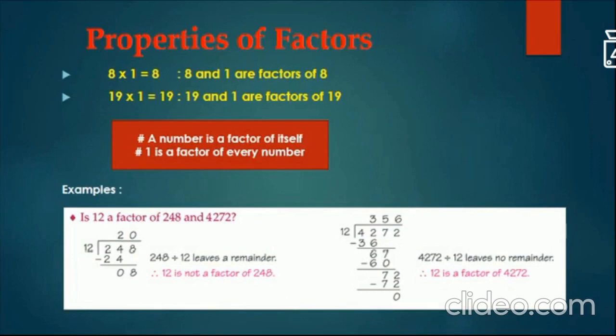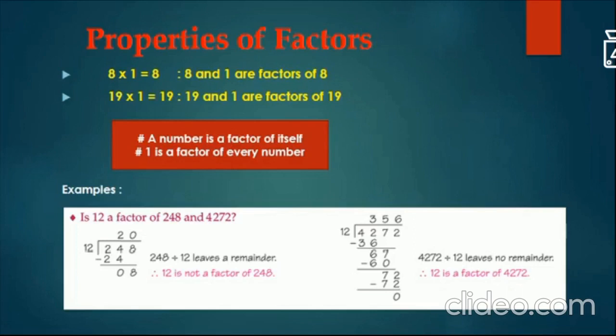First, is 12 a factor of 248 and 4272? Let us see. Divide the number 248 by 12. You will get quotient 20 and remainder 8. That means the remainder is not 0. That means it is not divisible by 12. 248 is not divisible by 12. So that means 12 is not a factor of 248.